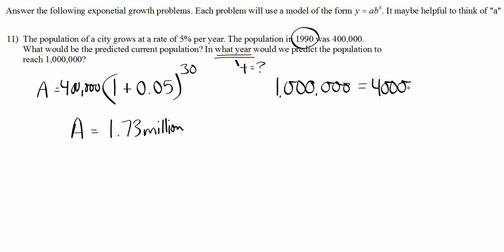You can't find what you want to find unless you know what you want to find. So you have to know that you're looking for t. You could also just start plugging in all your unknowns, and eventually you would get to t and be like, oh, hey, I don't know that. Okay, so then how are we going to solve this? We're going to divide both sides by 400,000.